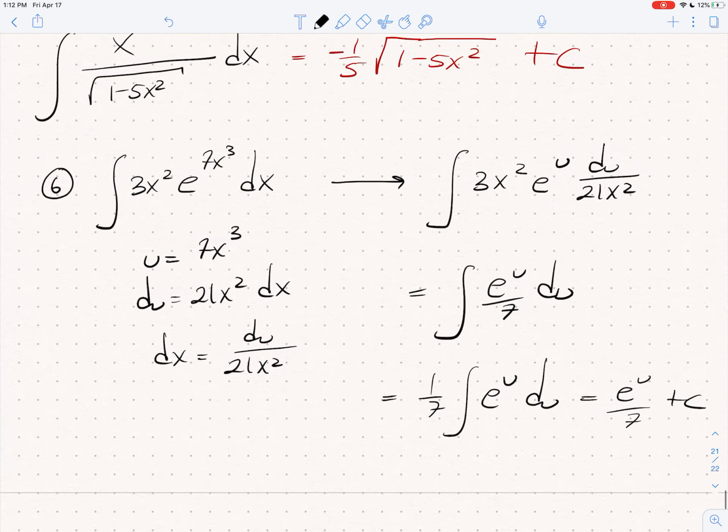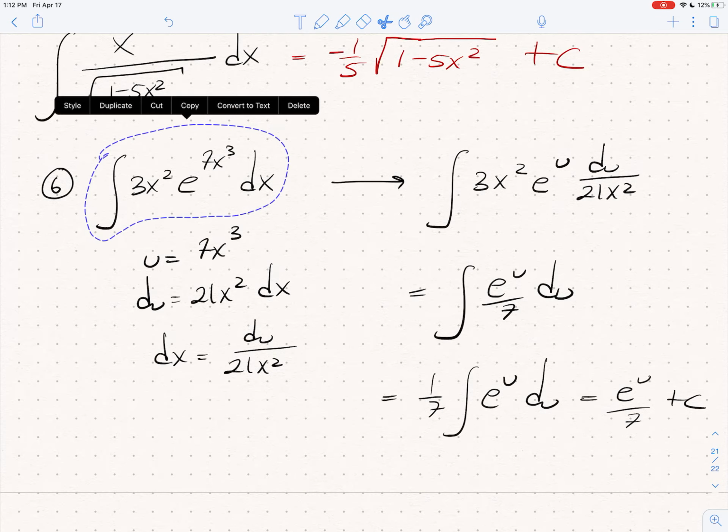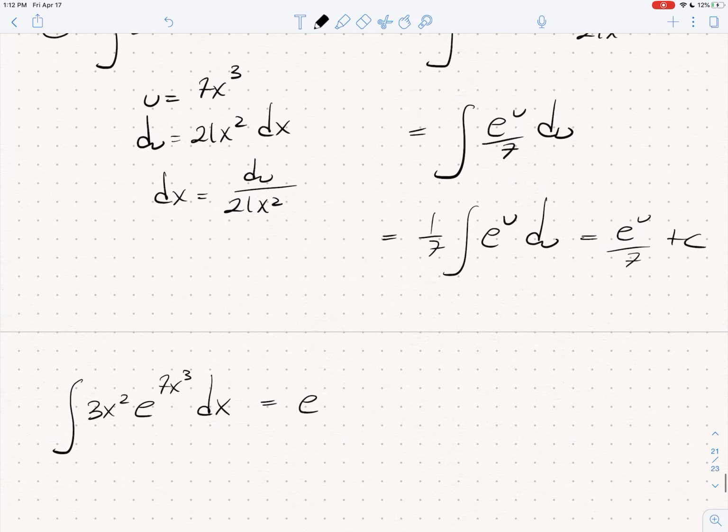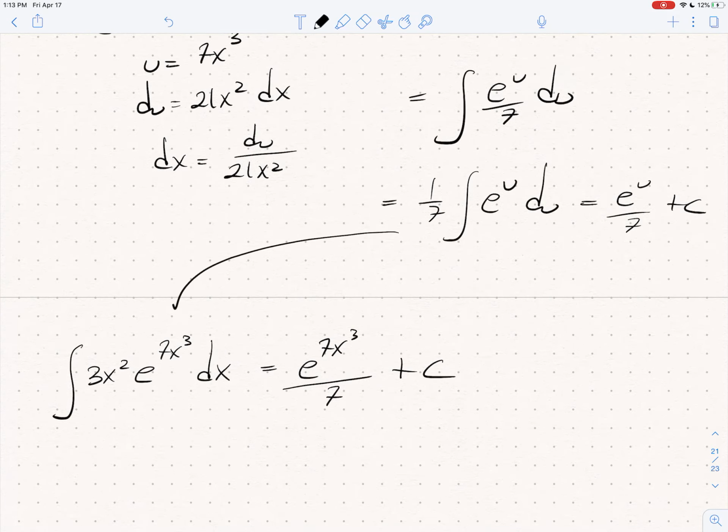So I get, let's write down the original problem. We get that this guy, copy, is equal to e^(7x^3), e^u over 7 plus c. And we'll just put an arrow there to indicate our work. Okay, so that's another example for you.